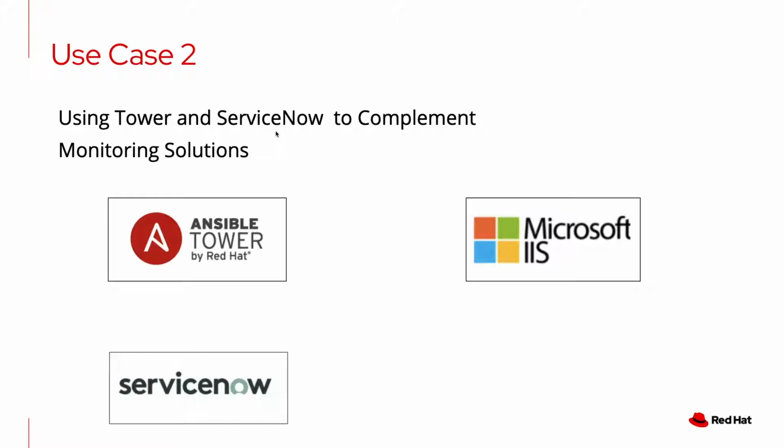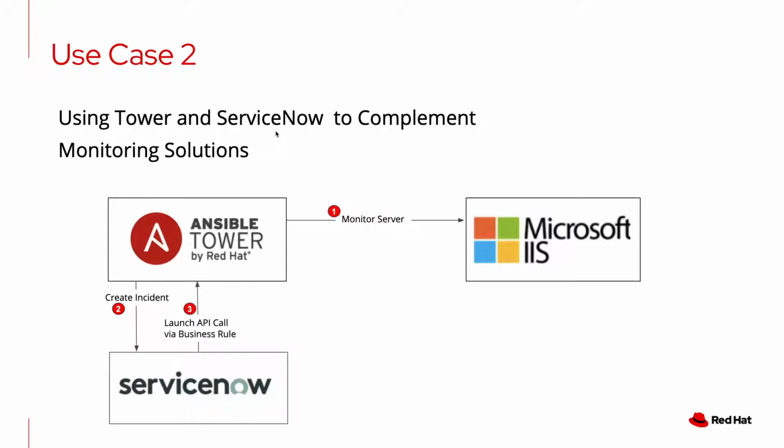Okay, moving on to use case 2. This is where we're going to use Ansible Tower for self-heal. It will be used with ServiceNow and essentially to complement the monitoring solutions. So we'll be using Ansible Tower to monitor the server first and foremost. We'll play the role of a bad actor and we'll log onto that server and we'll stop the service. And because we're monitoring in Ansible Tower, we'll create the incident automatically into ServiceNow.